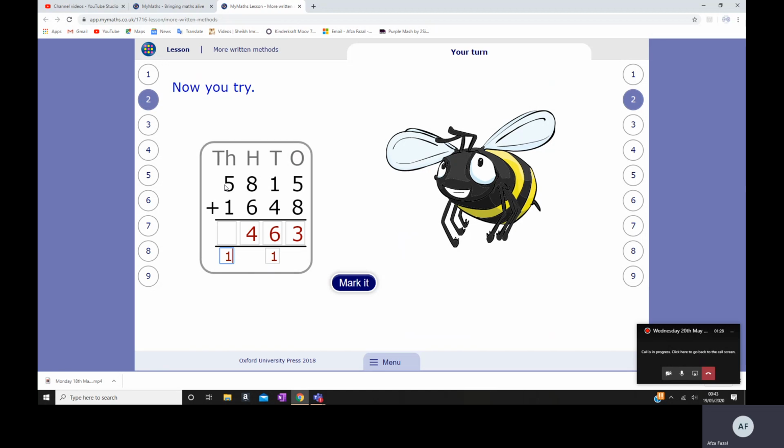Now I've got 5,000, add 1,000, which is 6,000, add the other 1,000, is 7,000. You're looking at your place value each time, and remember to add the 1 that you're carrying.